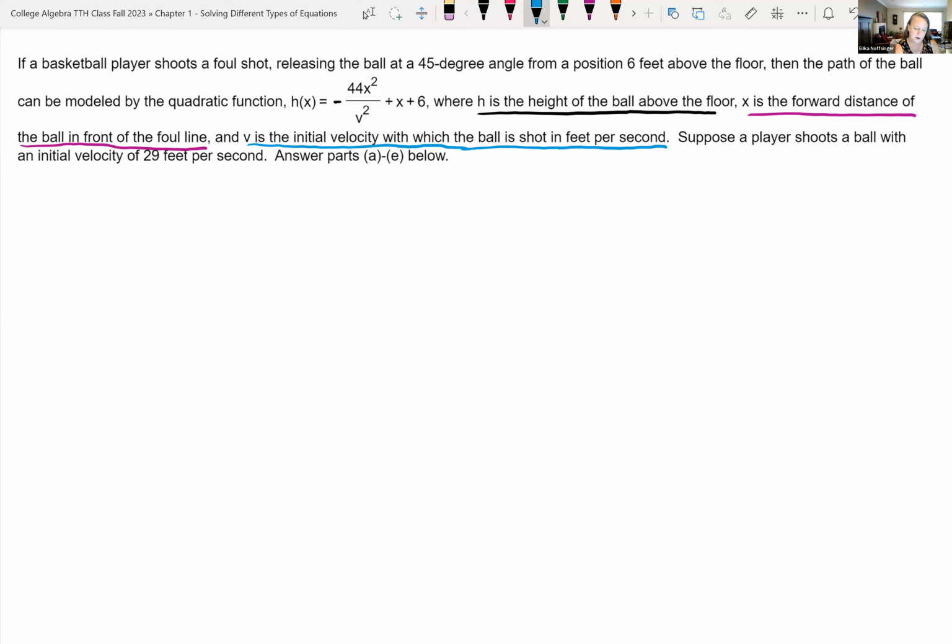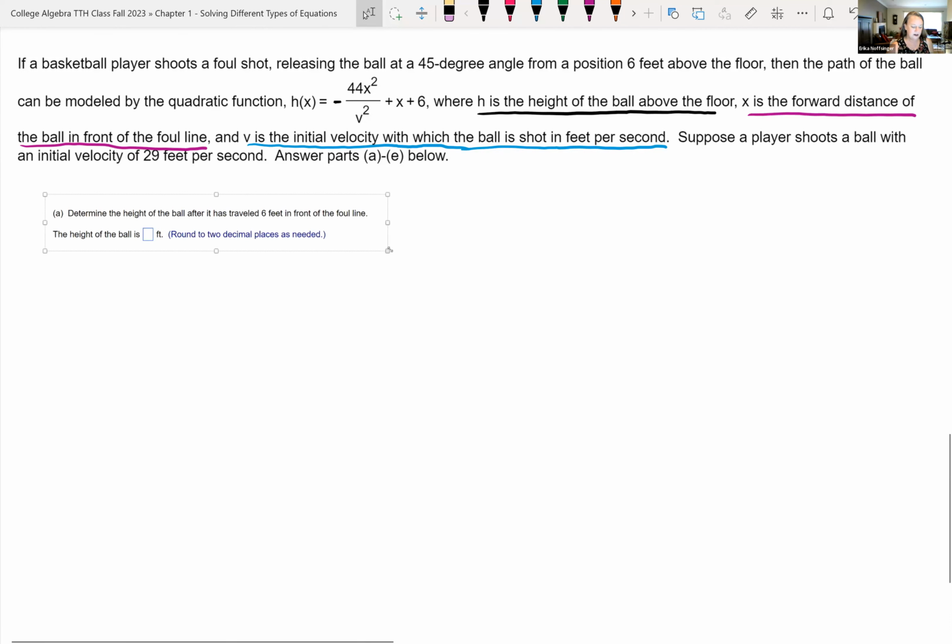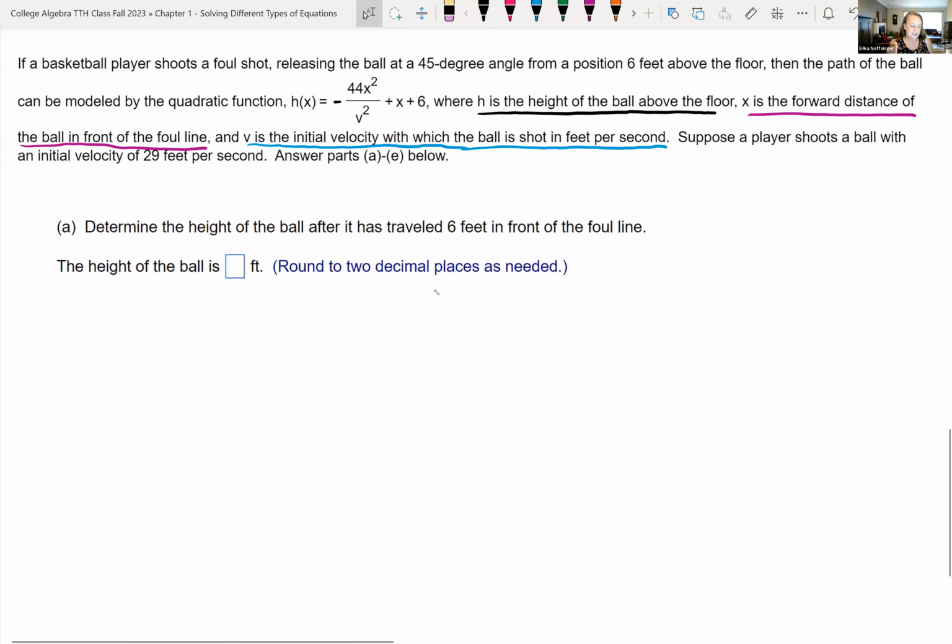So let's suppose that the player shoots a ball with an initial velocity of 29 feet per second. We want to answer the following questions. The first question that we have here is, let's determine the height of the ball after it has traveled 6 feet in front of the foul line.